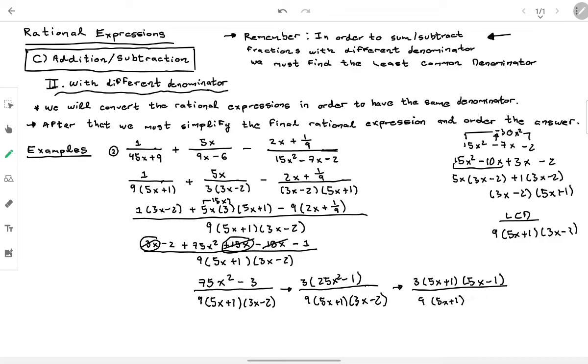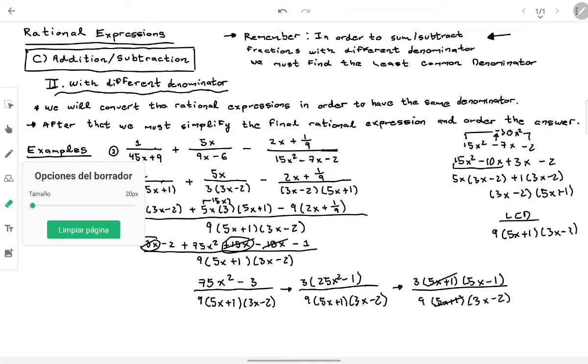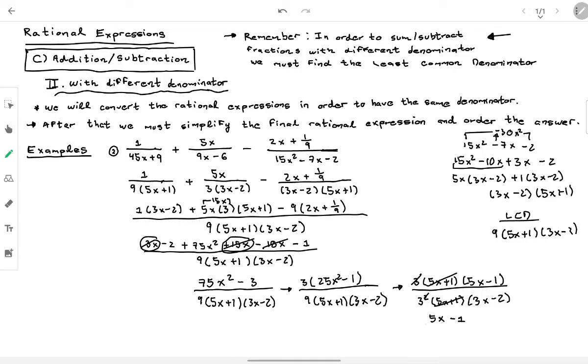We can simplify them. It's going to be this 5x plus 1 with this 5x plus 1. This 9 is like having 3 times 3. So this 9 is like having 3 squared, or 3 times 3. So this 3 with this 3 squared. So our final answer can be 5x minus 1, all of it divided by 3 that multiplies 3x minus 2.